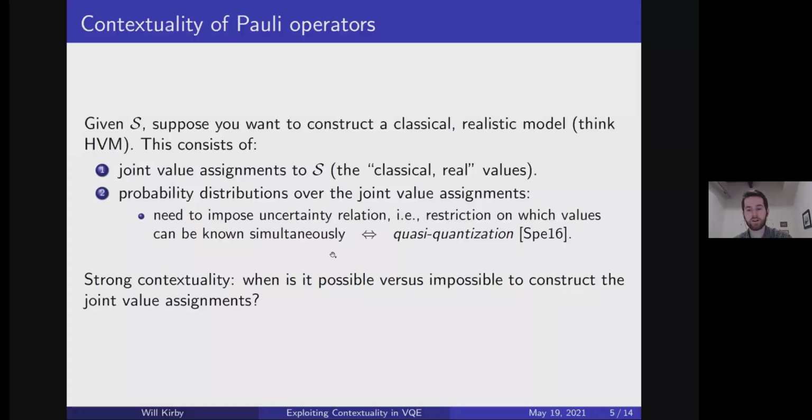But as we all know well by now, in general there are obstacles to constructing such models for quantum mechanical systems. The particular obstacle that we're going to focus on has been called strong contextuality in various prior papers. What we're asking here is whether it's even possible to set up the joint value assignments to our set S, or whether we will run into contradictions, depending on what Paulis are included in S. I am just going to refer to this as contextuality for simplicity in the rest of the talk, but keep in mind that I'm talking about strong contextuality of measurements.